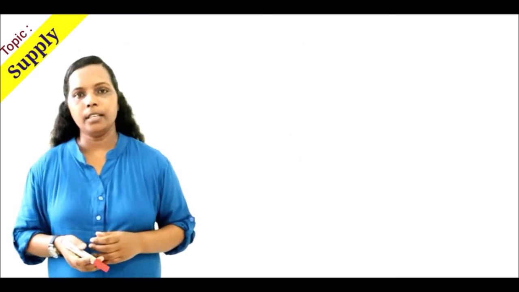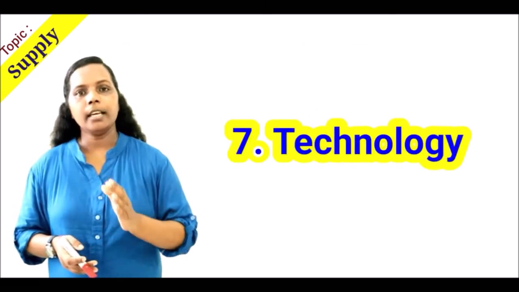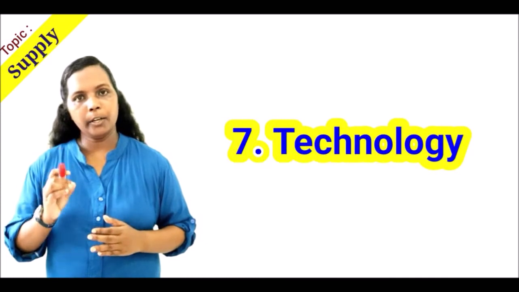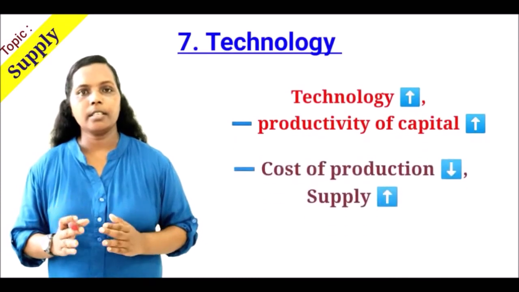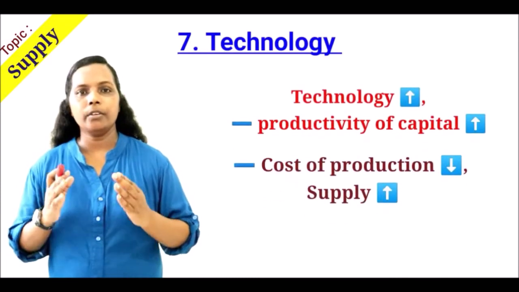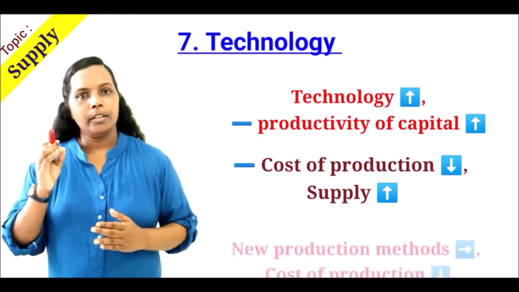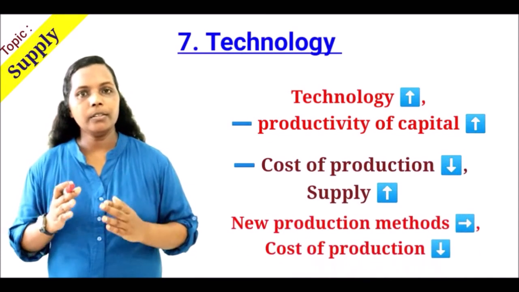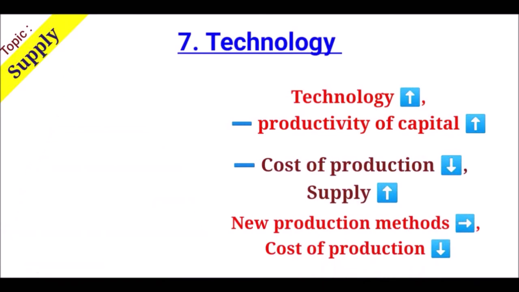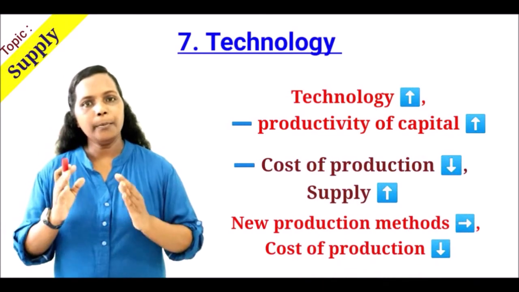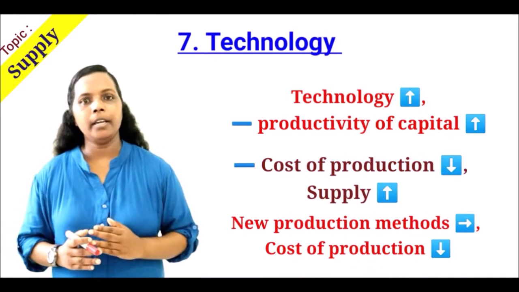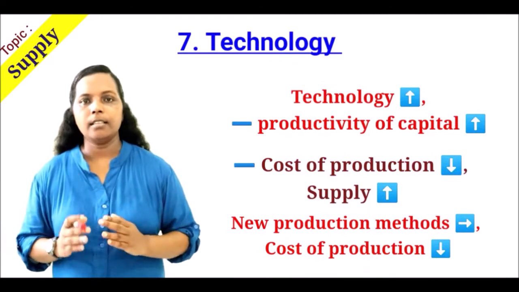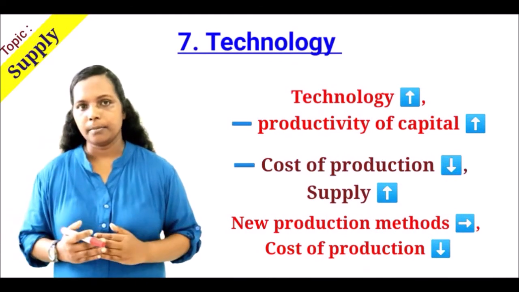The next point is technology. Technological improvements in equipment, machinery, etc. will increase the supply of goods to the market. And new production methods will reduce the cost of production of the firms. So, the technological improvements will increase the supply of the products. As a result, the supply curve moves to the right.